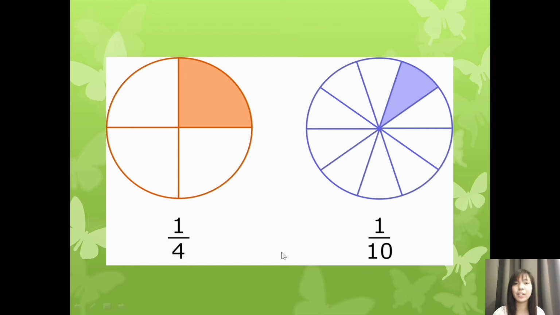So now take a look at the number below, the denominator. Again, the smaller the number, the greater the value. Or the greater the number, the smaller the value. So, what do you think is the answer? Less than or greater than? Alright, 1/4 is greater than 1/10.